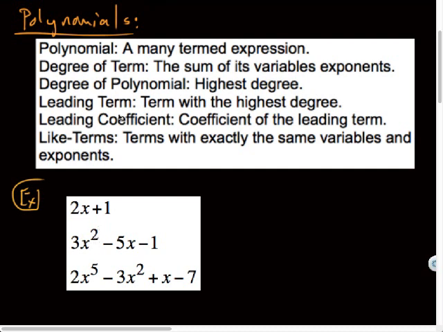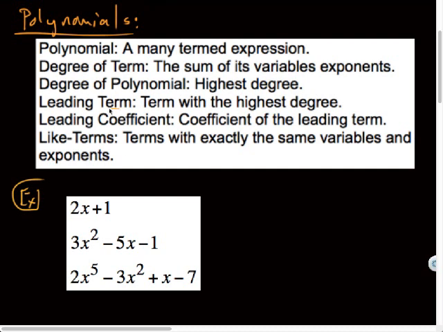So the leading term is the term with the highest degree. So what's the leading term here? The 2x, the entire term, is the leading term. What's the leading term in this one? 3x squared. 3x squared is the leading term because it's the term that has the highest degree. And the leading term here is 2x to the 5th. So that entire thing is the term.